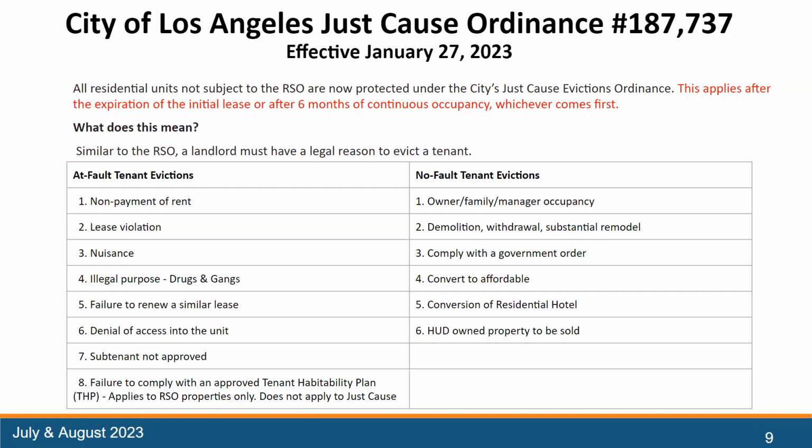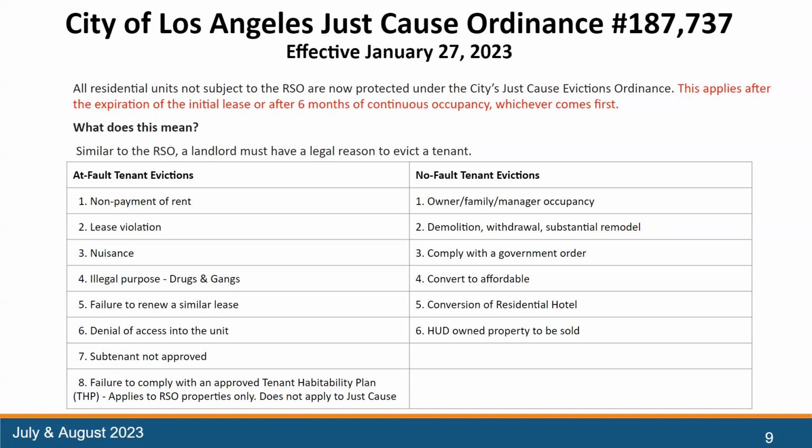At-fault tenant evictions are non-payment of rent, lease violation, causing a nuisance, using the unit for an illegal purpose, such as drugs and gangs, failing to renew a similar lease that may have the same terms and or duration as the initial lease, denying a landlord access into the rental unit after receiving proper written notice in advance, a subtenant not approved, a failure to comply with a tenant habitability plan. This only applies to RSO units, not units subject to the Just Cause Ordinance.